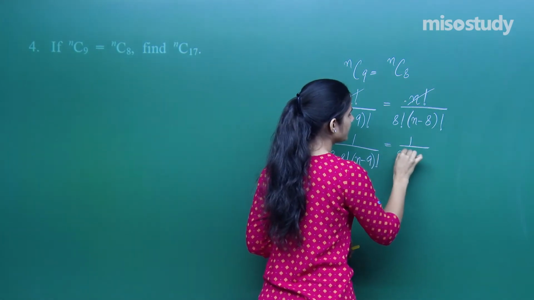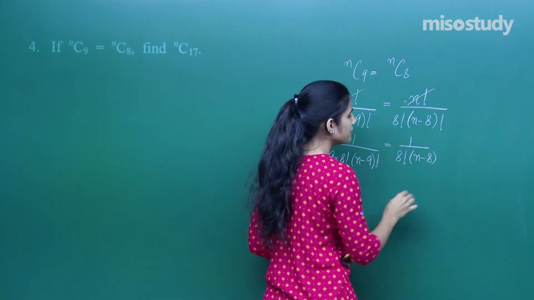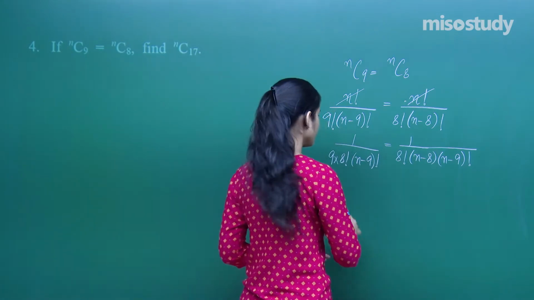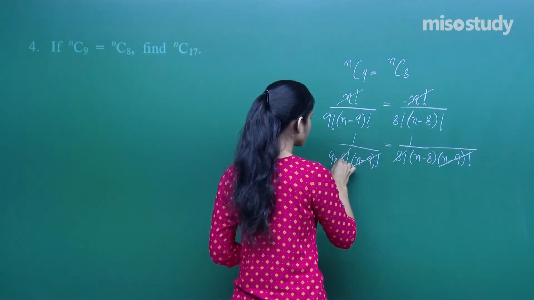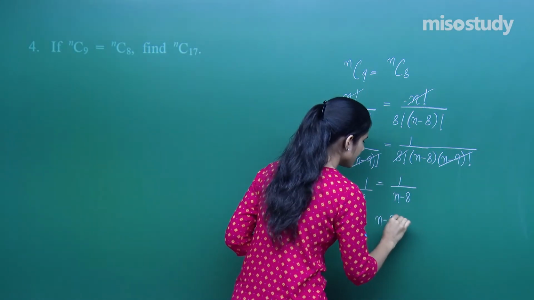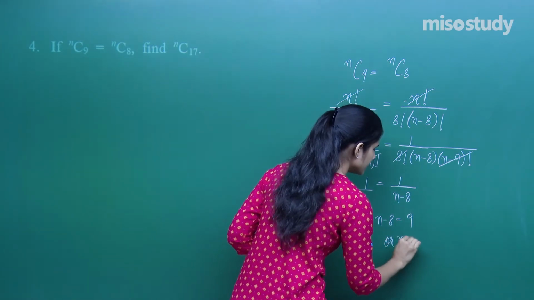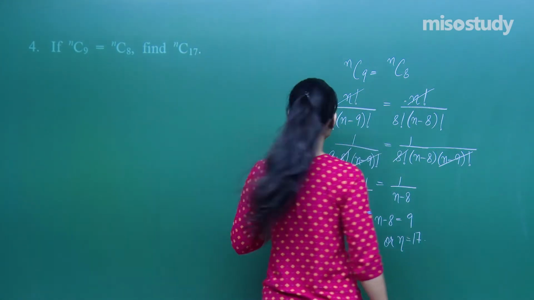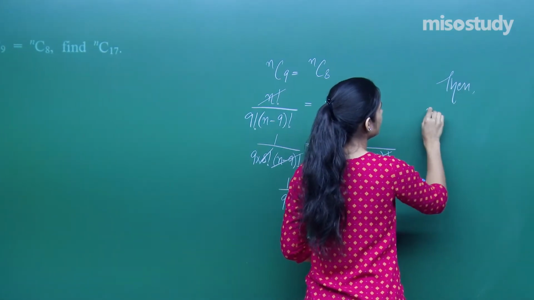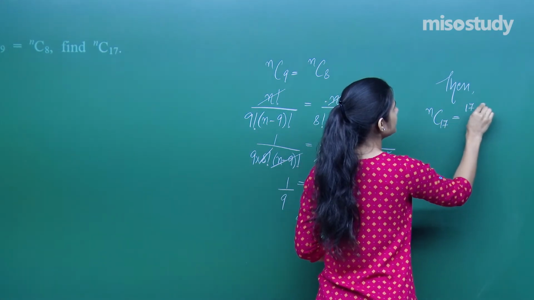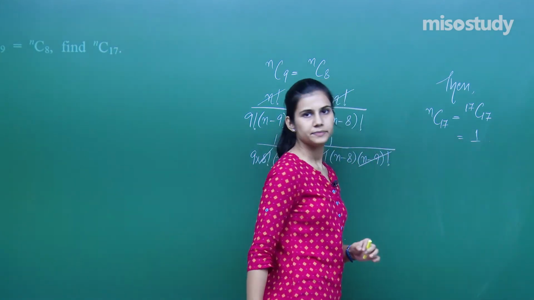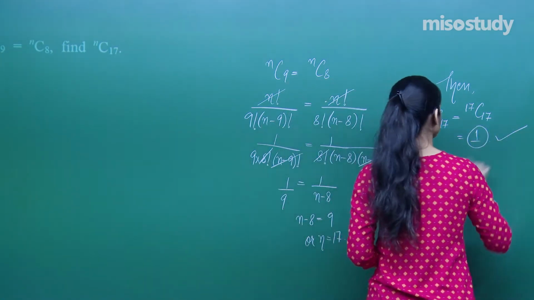Then this is 1 upon 8 factorial. N minus 8 factorial can be written as n minus 8 into n minus 9 factorial. N minus 9 factorial cancels out, 8 factorial cancels out, you are left with 1 by 9 equals 1 by n minus 8, which means n minus 8 equals 9, or n is 17. If n is 17, compute NC17. So then NC17 actually is 17C17, and you know that NCN is equal to 1, and therefore your final answer is 1.